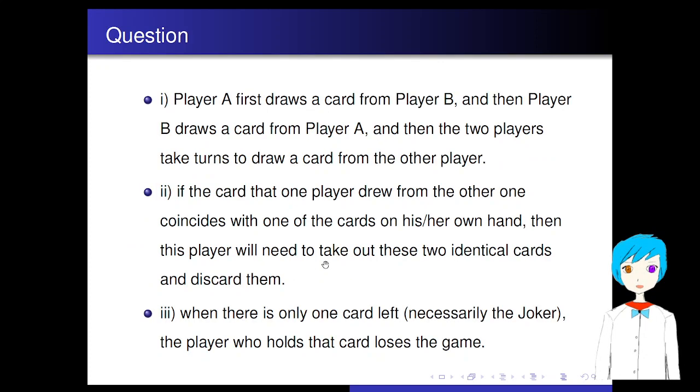The first rule is that player A first draws a card from player B, and then player B draws a card from player A, and then the two players take turns to draw a card from the other player. The second rule is that if the card that one player drew from the other one coincides with one of the cards in his or her own hand, then this player will need to take out these two identical cards and discard them. The third rule is that when there's only one card left, necessarily the Joker card, the player who holds that card loses.